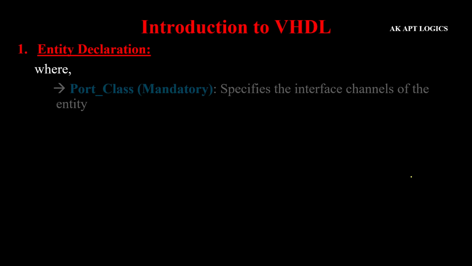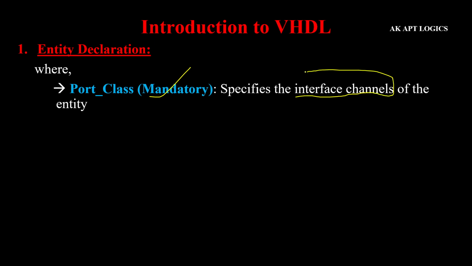In the entity declaration, the second part is the port class, which is mandatory. Why? Because what is meant by port? Inputs and outputs of a design are called ports. Port class means we are going to declare those inputs and outputs. It specifies the interface channels of the entity, meaning the connections of the design to external designs. It means inputs and outputs.